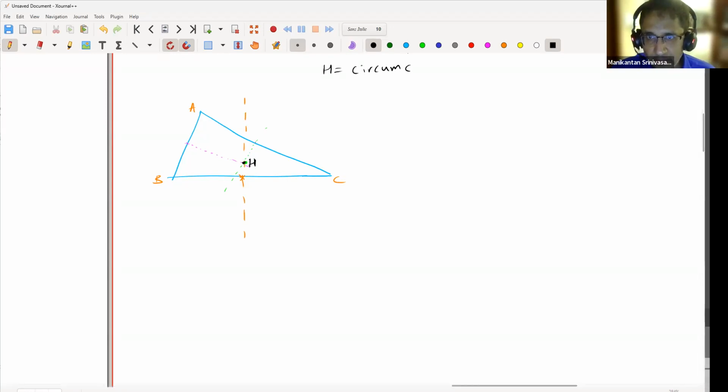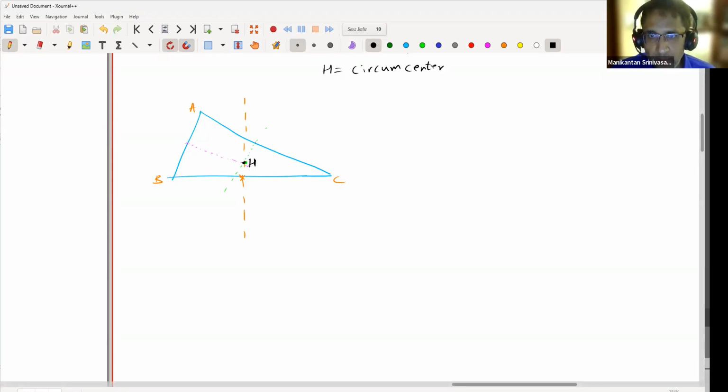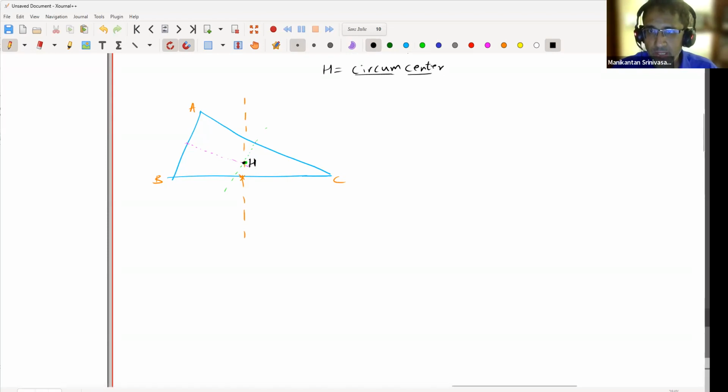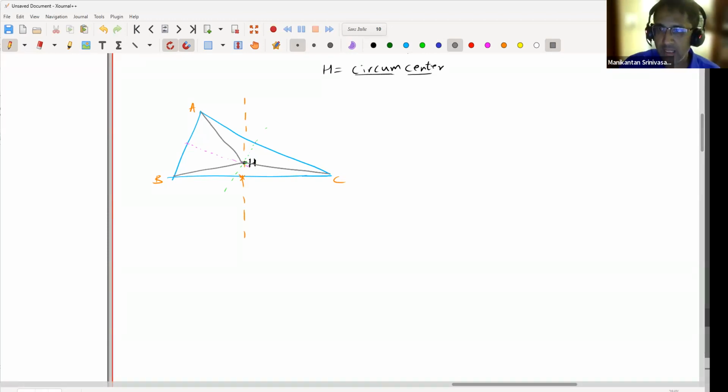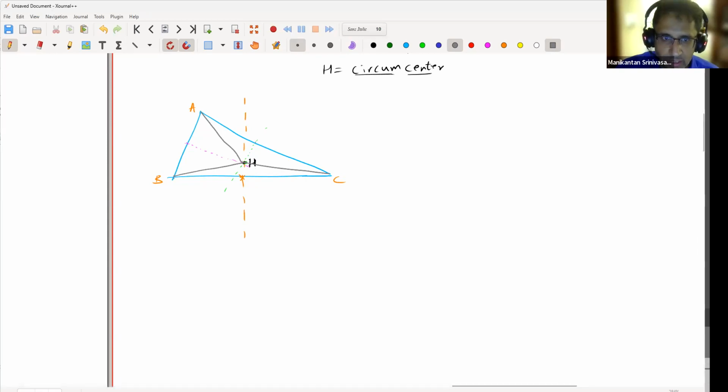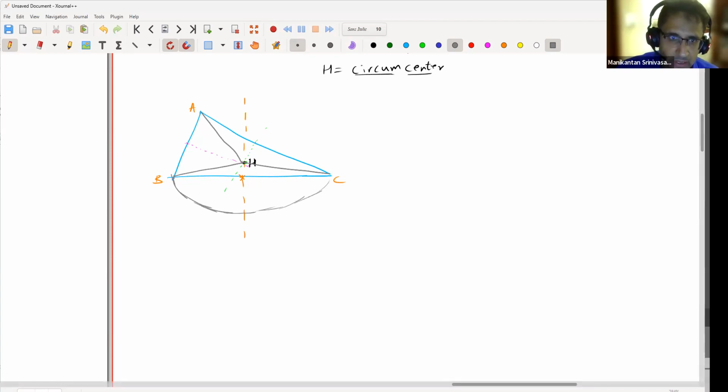Now this H is the circumcenter. Just like incenter, it is the circumcenter. So what do you mean by circumcenter? Clearly, it's the center of some circle to come. But what circle? Now, H is a point where the distance from each of the three vertices will be the same. So the length HB, the length HA, and the length HC, all three will be the same. So I can draw a circle which circumscribes this triangle, which means it goes outside this triangle. So I can draw a big circle like this.